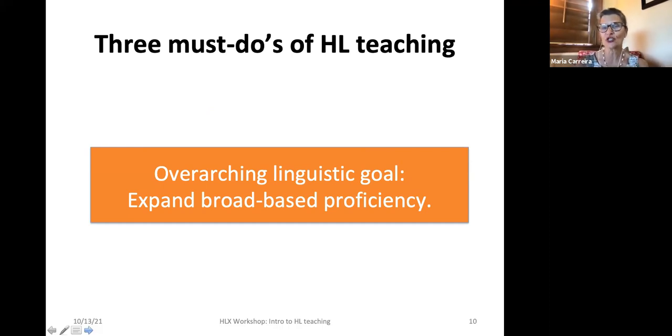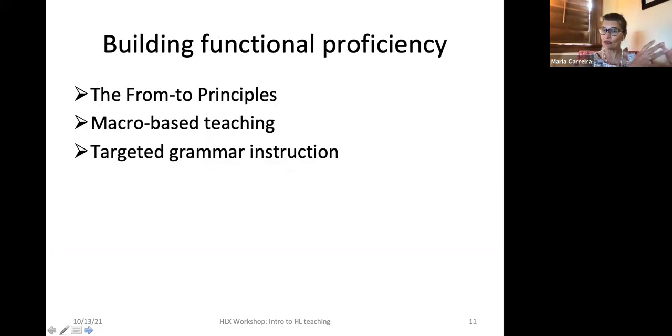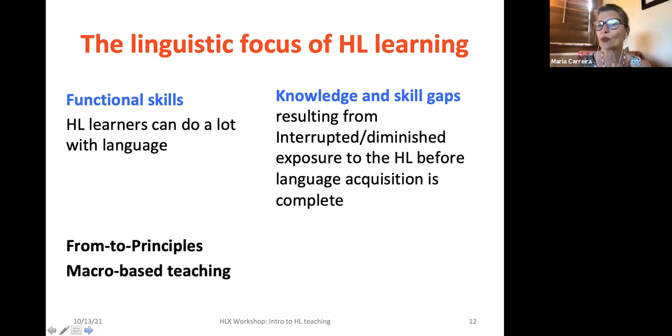All right, so now that we've done polling, let's start with the overarching linguistic goal of expanding broad-based or functional proficiency, right? As I mentioned way at the beginning, we're going to talk about 3 principles that will help you build functional proficiency when you're dealing with HL learners. These address 2 issues in heritage language teaching. On the one hand, we see that HL learners can do a lot with language. So what we want to do is build on what they can do. So take advantage of what they can do. The from-to principles help with that, as well as macro-based teaching.